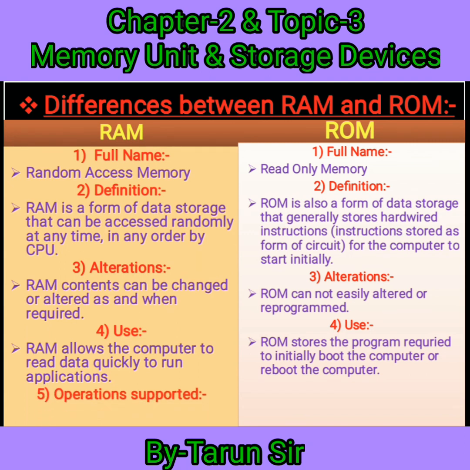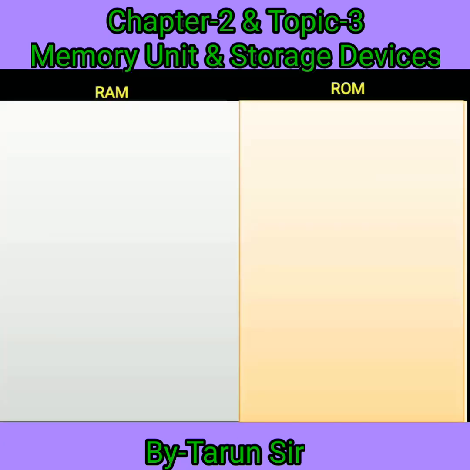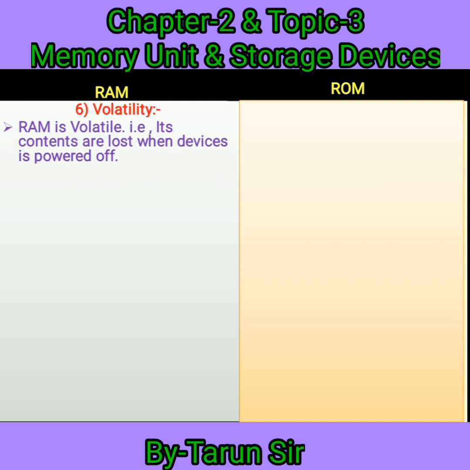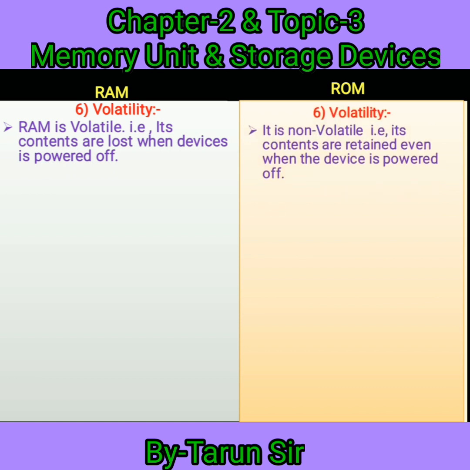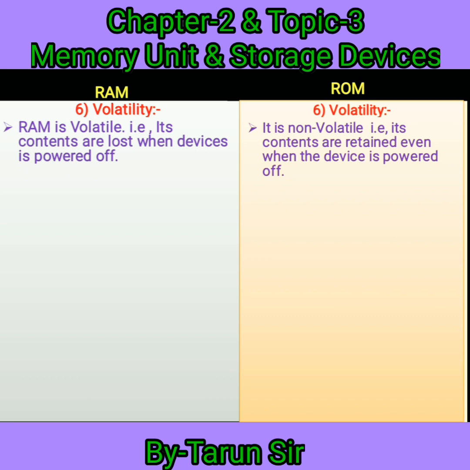And fifth, operation supported. RAM allows reading and writing. ROM allows only reading. And sixth is volatility. RAM is volatile. Its contents are lost when the device is powered off. ROM is non-volatile. Its contents are retained even when the device is powered off. And seventh, size.